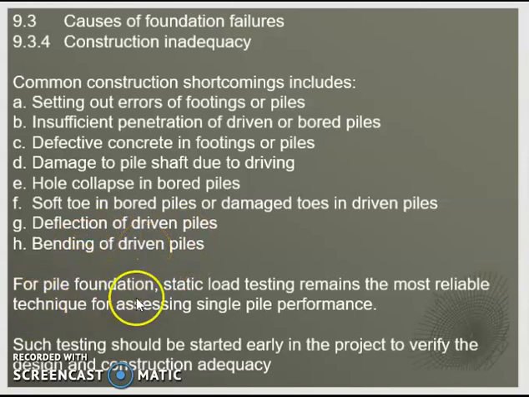Right. So for pile foundation, normally we will do a static load test. That will be the most reliable technique for assessing the performance of the single pile. So such load testing should be started early in the project to verify the design and the construction adequacy of the piles.